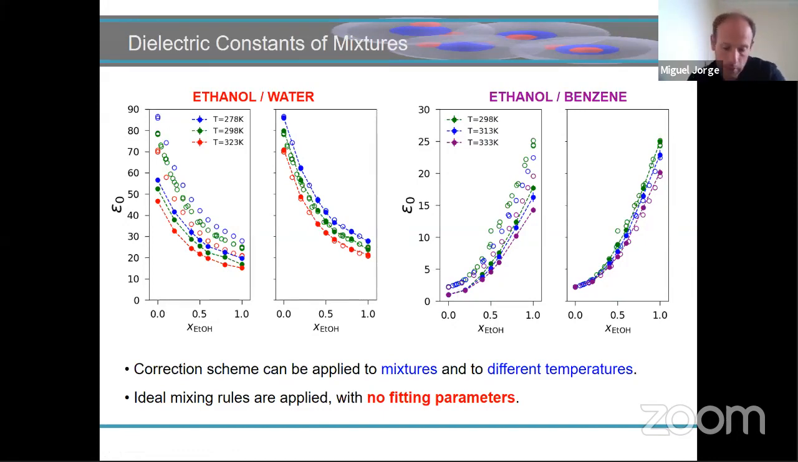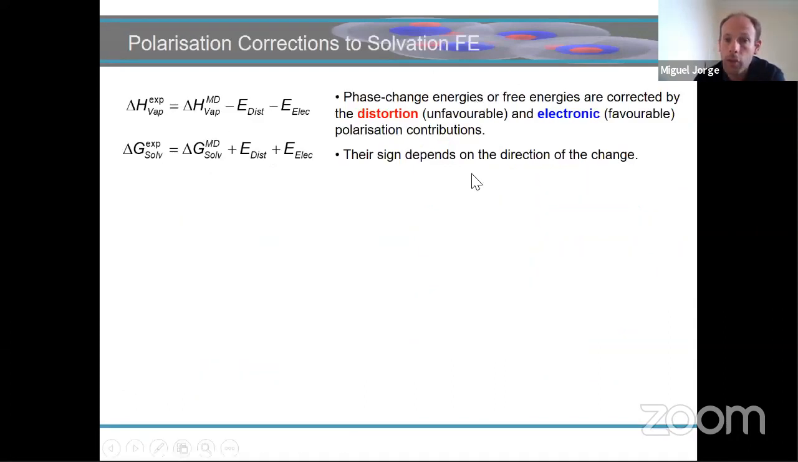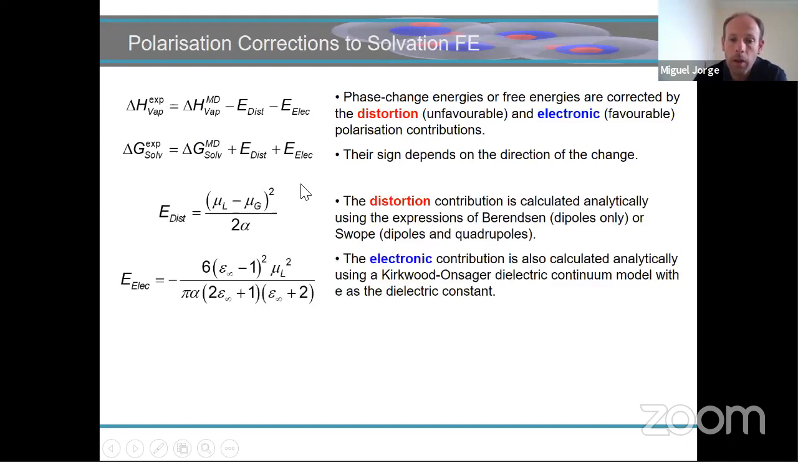So just to finalize, I realize I'm running out of time, but just to show you that we can also look at solvation free energies in this context, in this paradigm of polarization corrections. And now we have to account for the two energy terms, the distortion energy term and the electronic energy term. And they have opposite signs. So for some fluids, I'm going to skip this. This is how we calculate this.